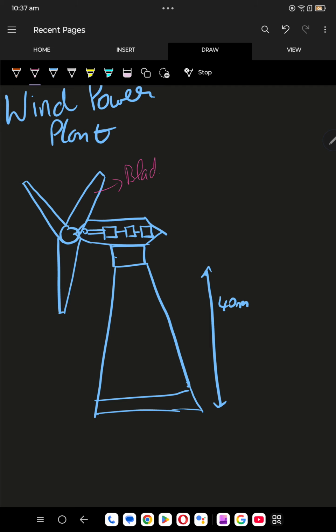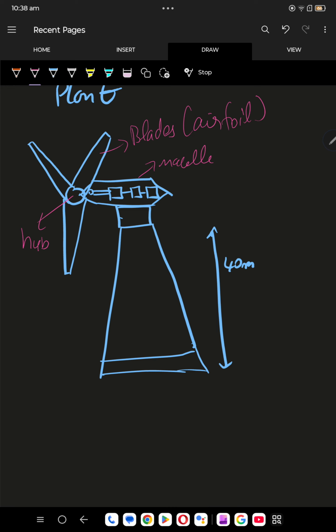These are the blades. This is the hub around which the blades are present. This entire thing is known as the nacelle, and the blades are of airfoil shape. This is the tower. One more part I have missed, that here there's a step up transformer. This is the generator. This is the brake. This is the gearbox, and one yaw is also present between the tower and the nacelle, which I'll tell you about while explaining. So let me quickly begin with the explanation now.